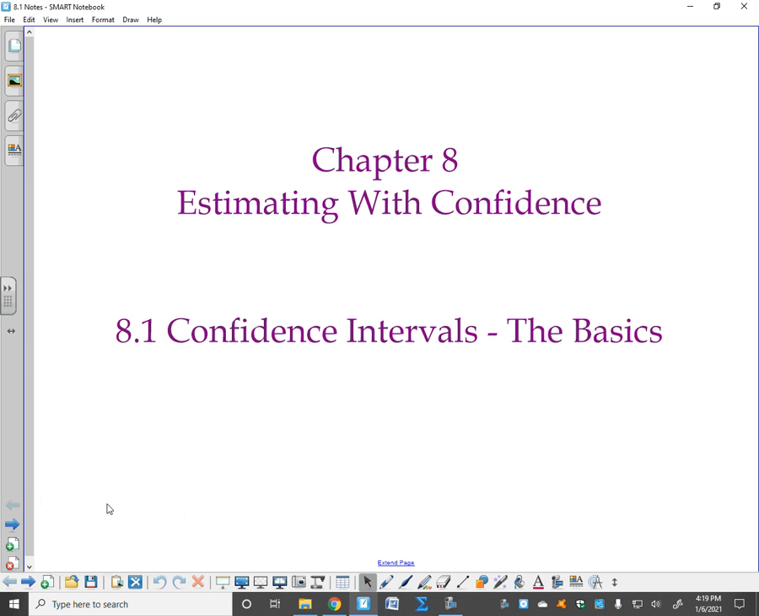All right, so we're starting Unit 8, which is a wonderful unit. Great topic about estimating using confidence intervals. And when we're done with Unit 8, you're going to be rock stars at this. But this is new and different, got some different terminology in it.